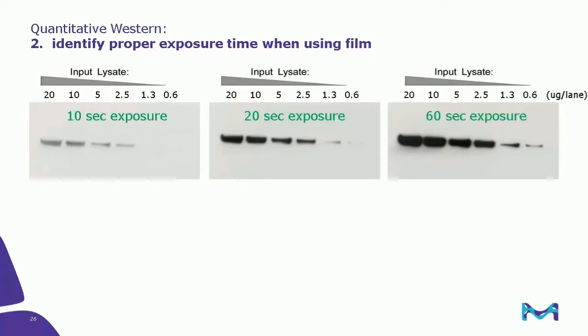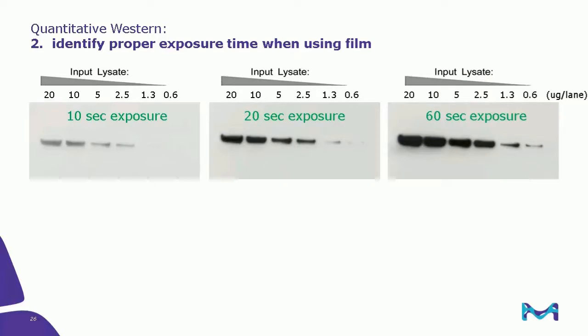I think another important aspect during quantitative Western is to obtain images with proper exposure time. While this is less of an issue when digital imaging systems are used, this can play an important role when using film as a medium. Shown here are 3 images of the same blot acquired at different exposure times using X-ray film. You can see that overall the optimal exposure time would be 20 seconds.